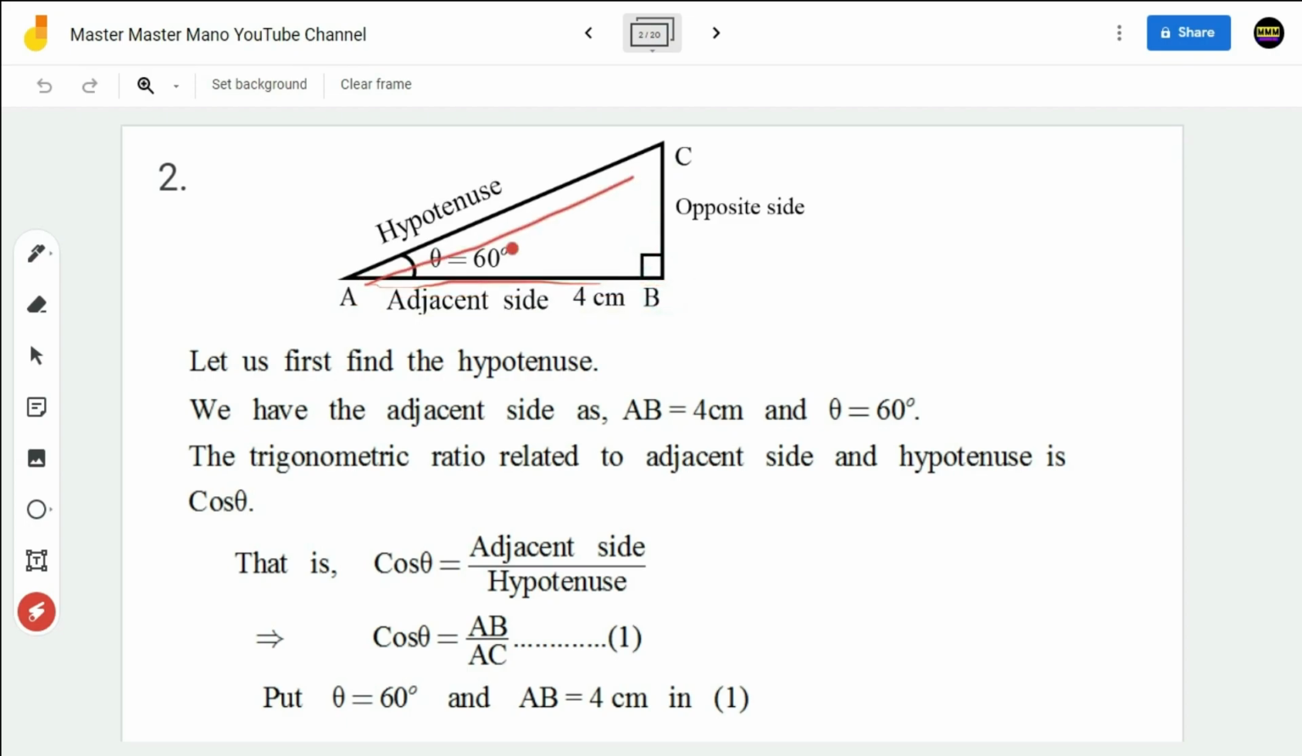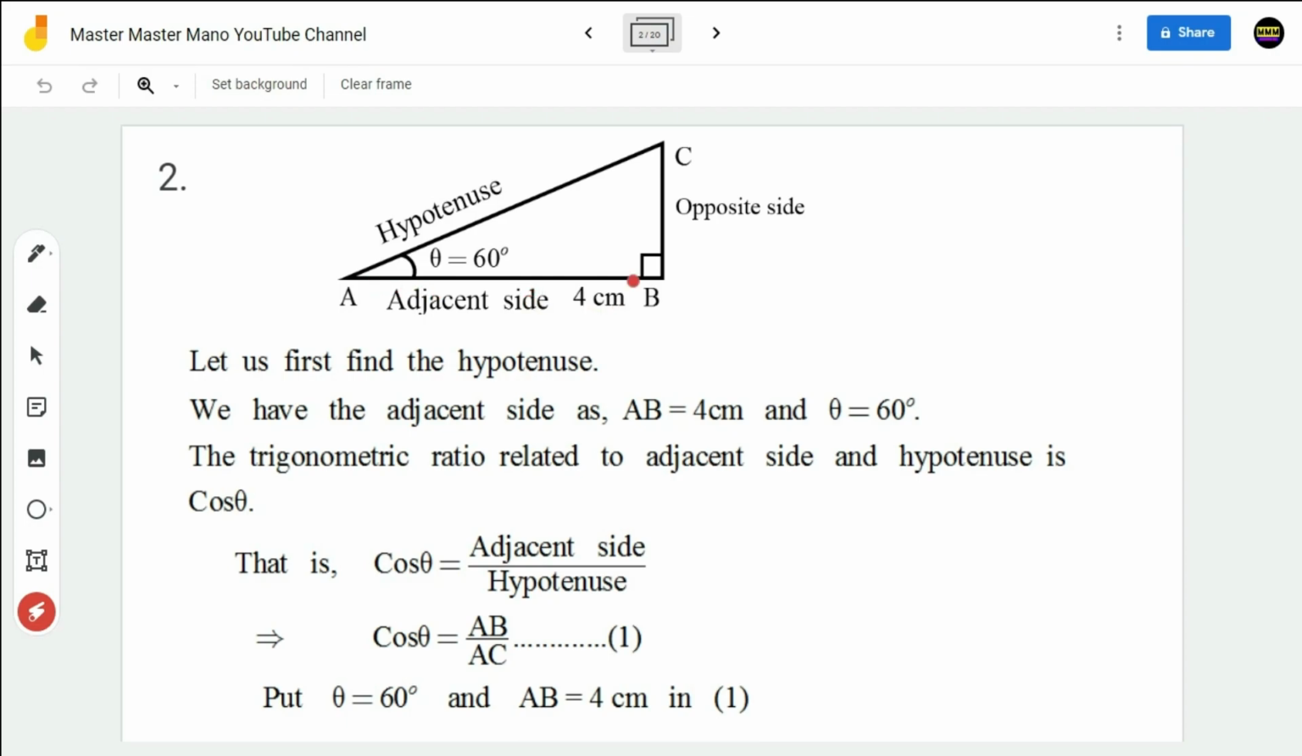Angle BAC is theta and its value is given as 60 degree. We know that the side opposite to theta is the opposite side. Therefore, the side BC is the opposite side and its length is not given. The side opposite to 90 degree is the hypotenuse. Therefore, the side AC is the hypotenuse and its length is not given. After naming the opposite side and the hypotenuse, the third side is the adjacent side, that is, the side AB is the adjacent side and its length is given as 4 centimeter.